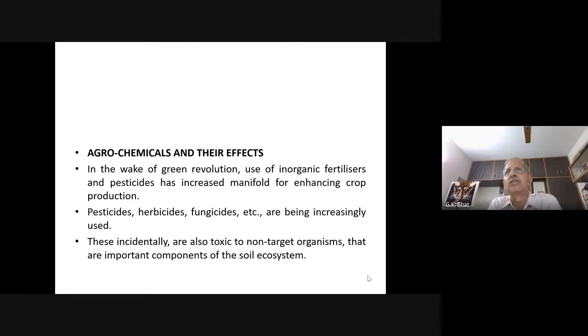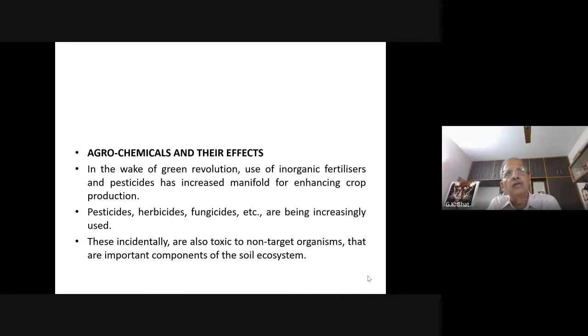Whenever you use insecticide, this insecticide not only kills the insect, whatever we don't want, but also these insecticides kill the insects which we want, or which are not at all harmful to our crops. So these incidentally are also toxic to non-target organisms. Non-target organisms are the one which are not targeted by us to kill. We wanted to kill only those organisms which are harmful to our crops, but not all.